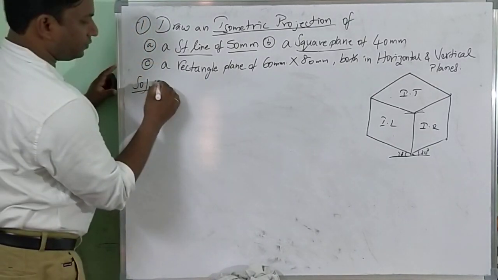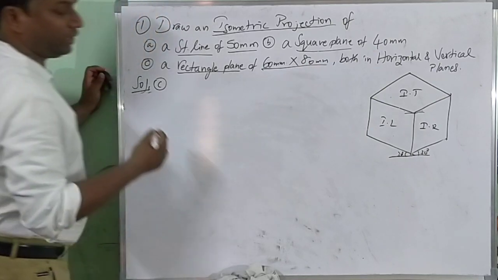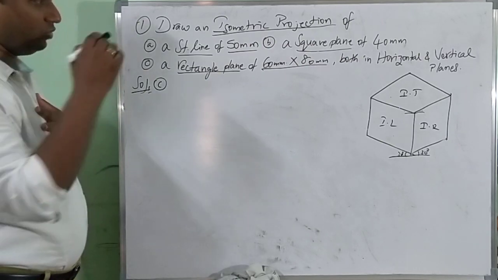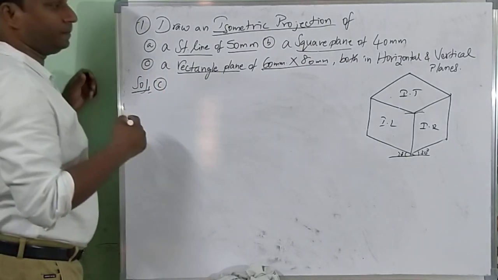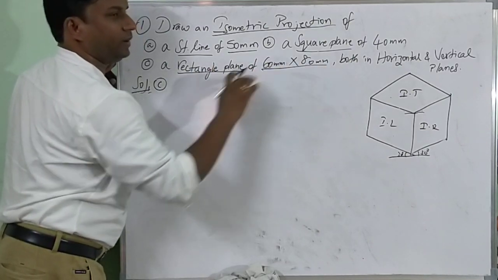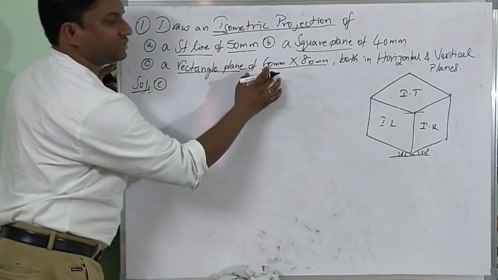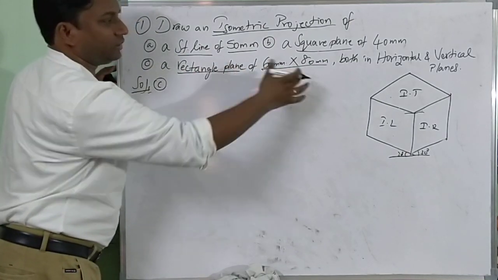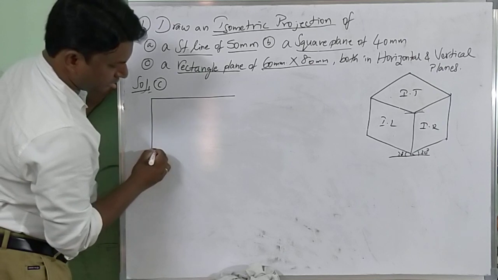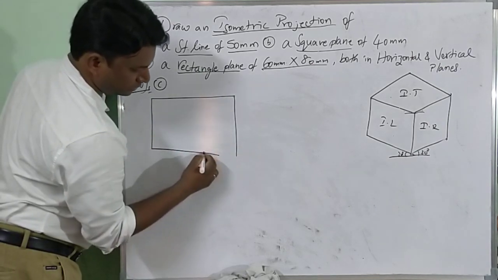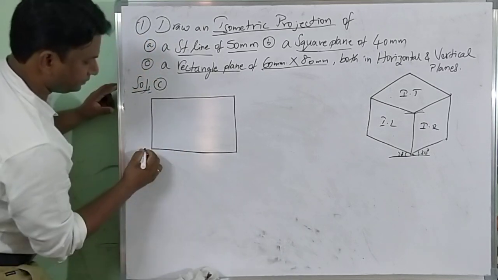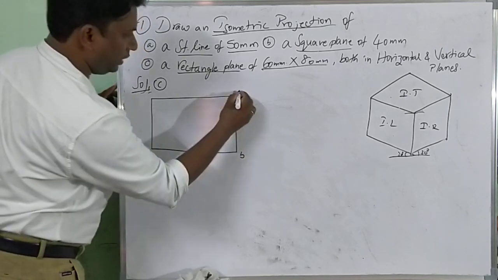A rectangle of 60 by 80 mm, both horizontal and vertical. See, let me start with drawing the original dimension 60 by 80. I am using 60 as breadth and 80 as length. Anything will do, but I am going with 60 as breadth and 80 as length. Drawing the original rectangle like this. A, B, C, D.